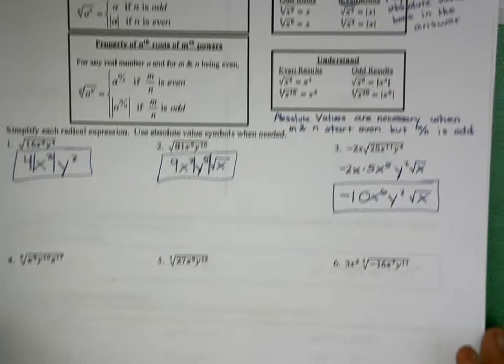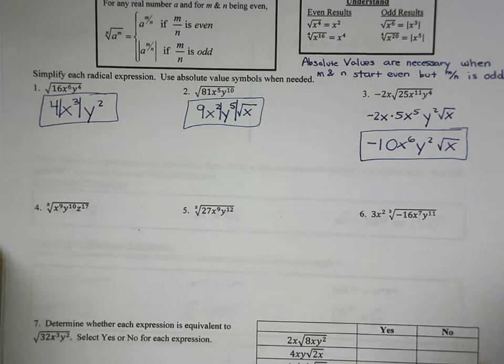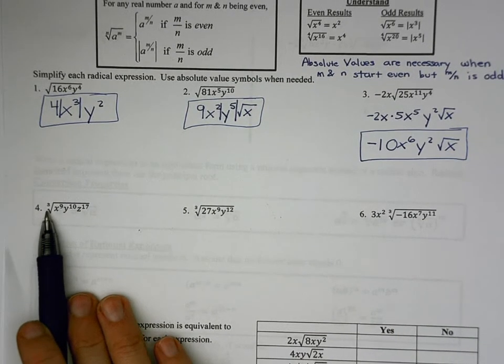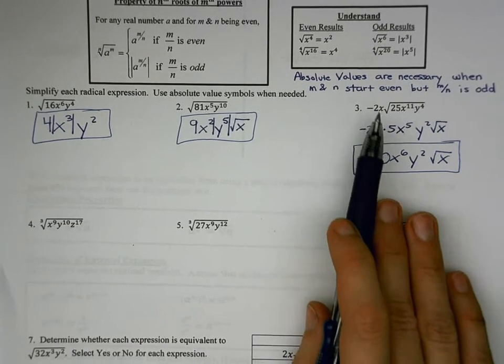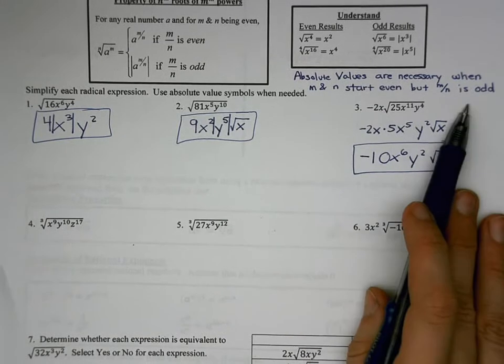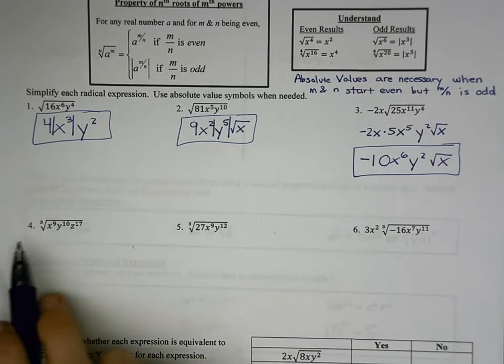Moving on. Numbers 4, 5, and 6. So now we're dealing with a cube root. Well, nice thing about a cube root, it's odd. So no absolute value bar is necessary. Again, one more time. Absolute values are only necessary when m and n start even, but your power ends up being odd. So we don't have to worry about absolute values at all here, because they're cube roots, odds.